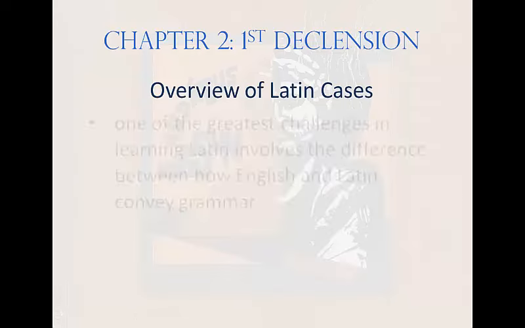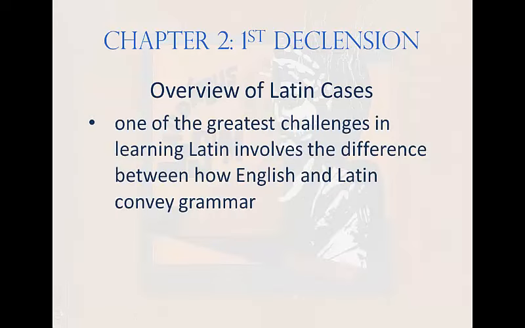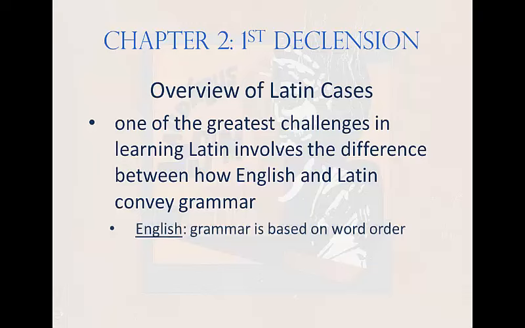One of the greatest challenges for English speakers in learning Latin is the difference between the way Latin represents grammar and the way English does. In English, to show that a word is functioning as the subject, for instance, we put it in a special place in the sentence. So, for example, we say, the boy loves the girl. We know that it is the boy loving the girl, not the girl loving the boy, because the boy precedes the verb and the girl follows it.